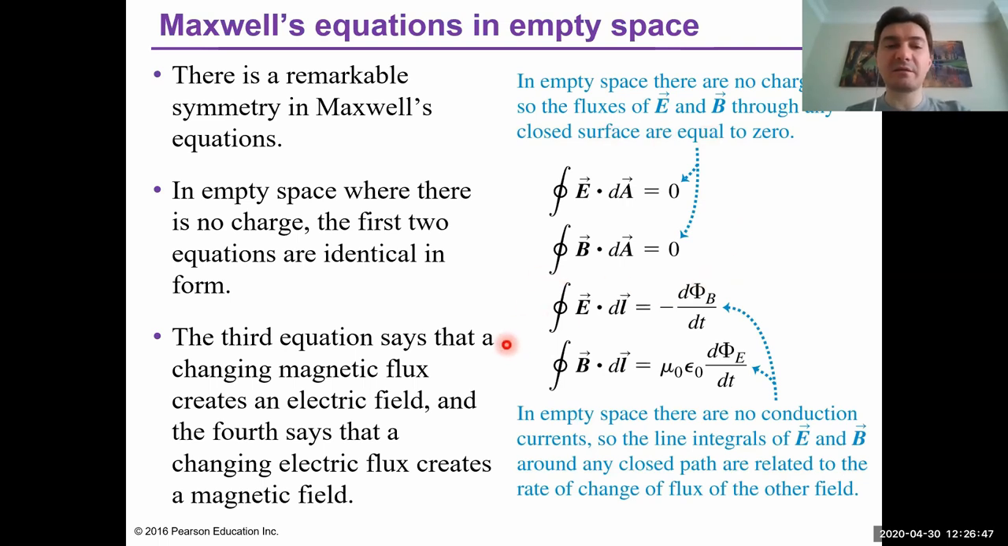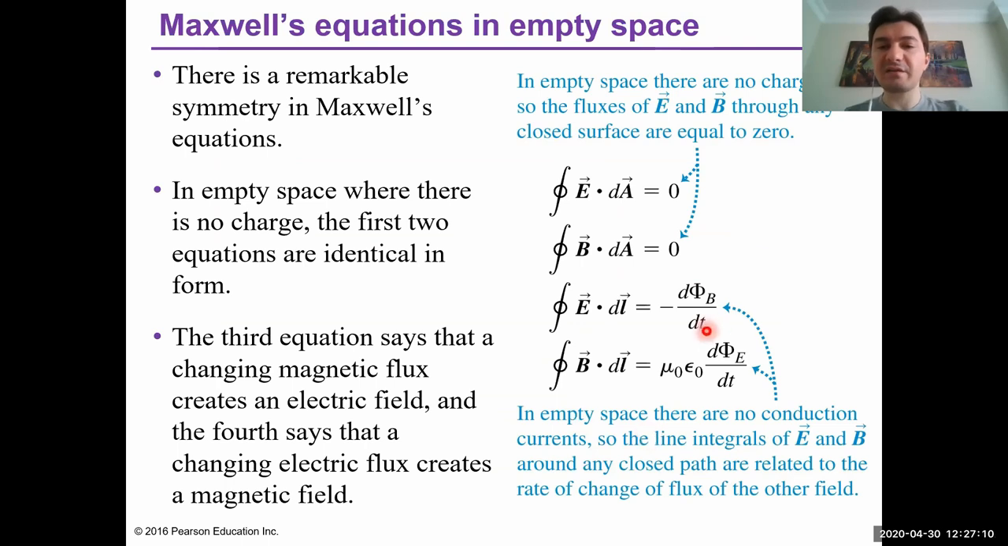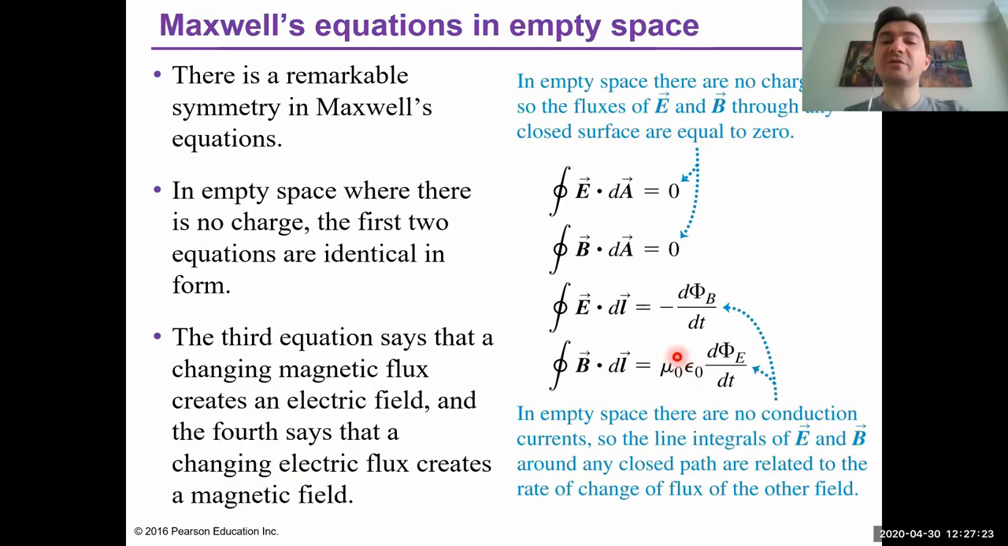And look at the third and fourth equations. If there is no material, okay, just have a look, the current will be zero. There is no conductor, okay, there is no material. This will be zero. Then this fourth Maxwell equation will be given by that expression. Look at this one, mu zero, epsilon zero, mu zero, epsilon zero, and time rate of change of electric flux through the path. Okay, so what do you see here? We have a very nice feature here. You change the magnetic flux, you produce electric field. You change electric flux, you produce magnetic field.